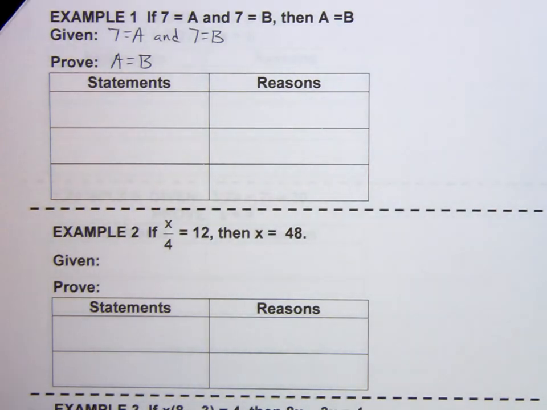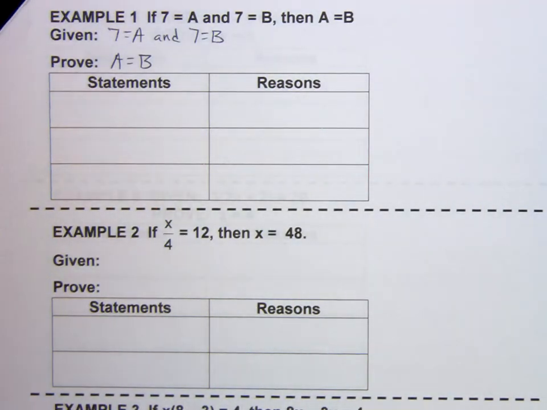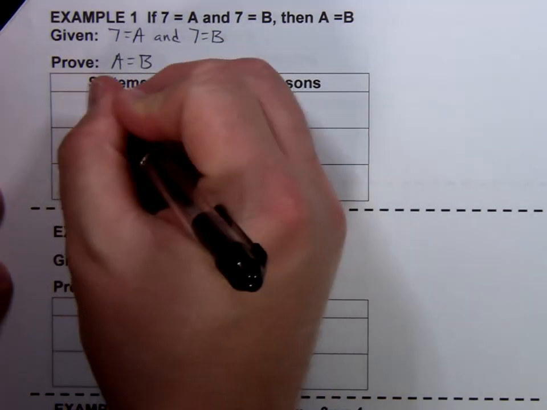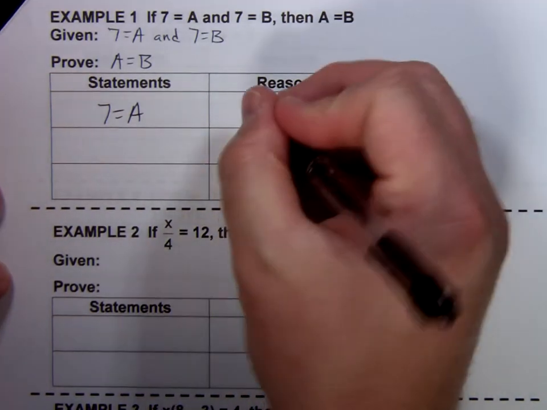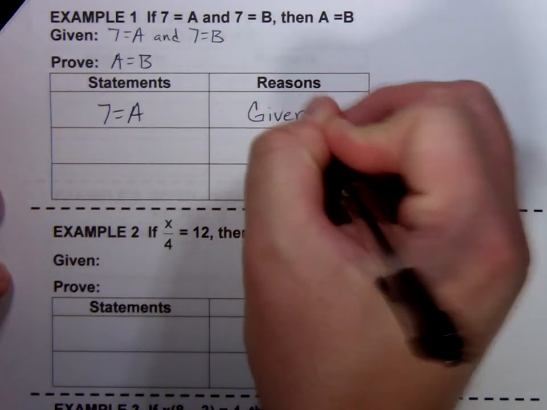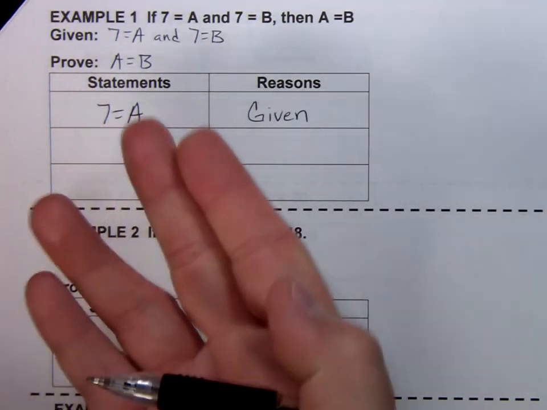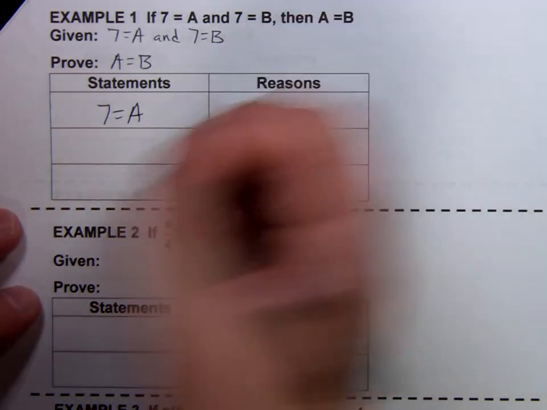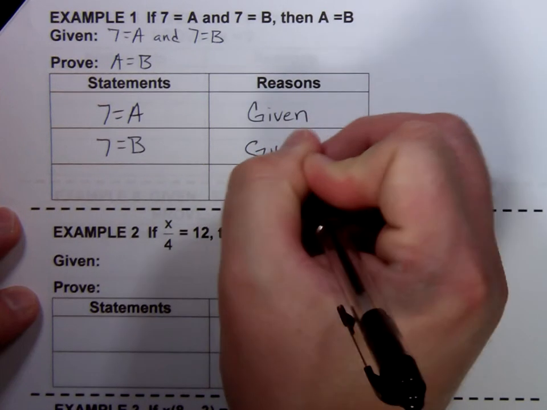Now, when you start a proof, you typically start with given information. If you're going to argue a point, you got to start with something you know. So, we start with some given information. I know that 7 is equal to A. And the reason I know 7 is equal to A is because it was given. This is not something that's true all the time, but it's true for this problem because they told me it's true. They told me 7 is equal to A. I know that 7 is equal to B because that was given.